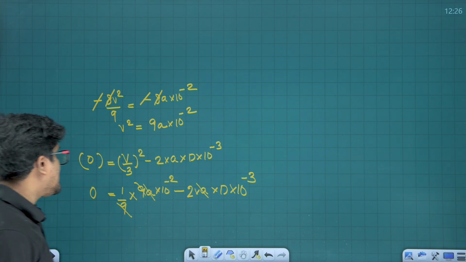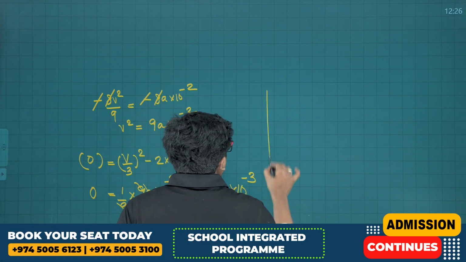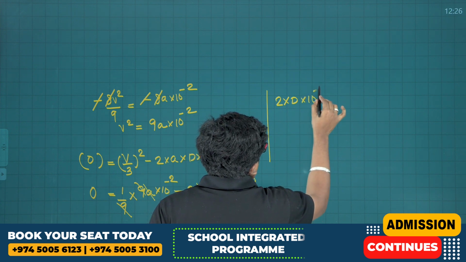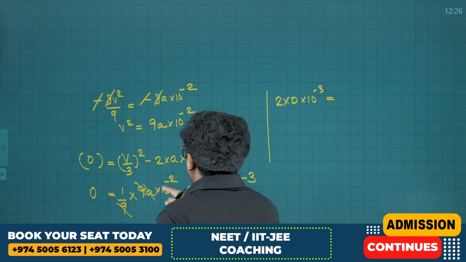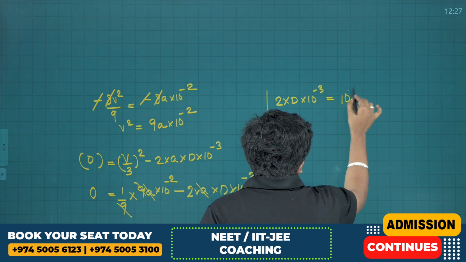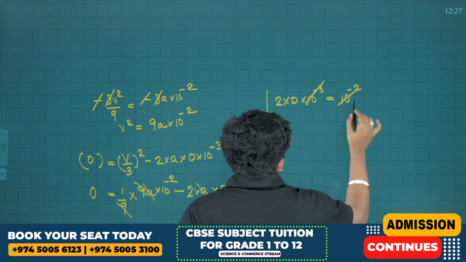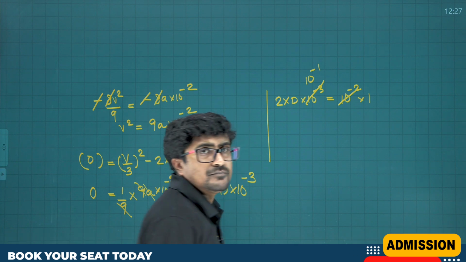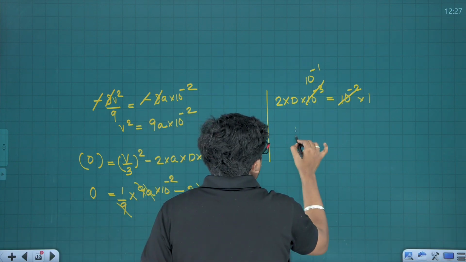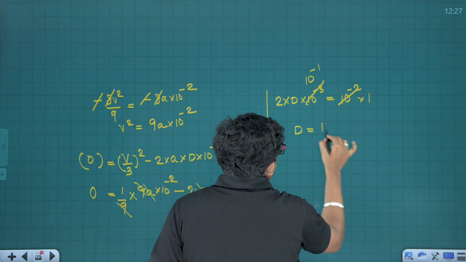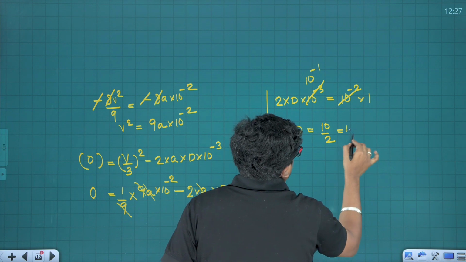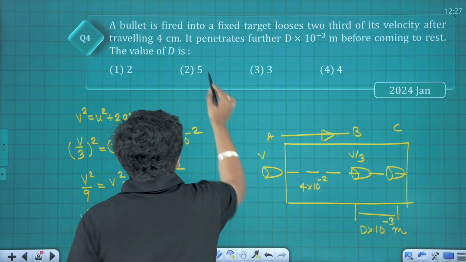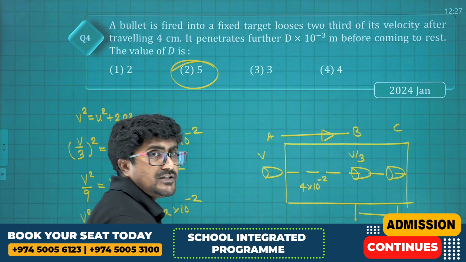Now if I take this towards the left, I can say 2 into capital D into 10 to the power minus 3 is equal to 10 to the power minus 2. This one and this one will cancel, it will leave only 10 to the power minus 1, and here this is going to be 1. This will go to the right. Now capital D is equal to what? 10 by 2, which means it should be 5. That means option B must be the correct answer in this case.